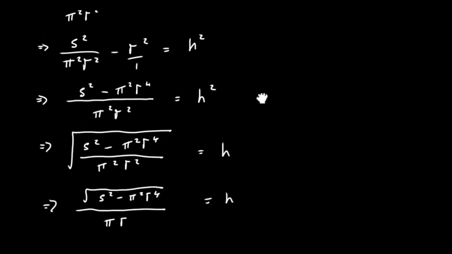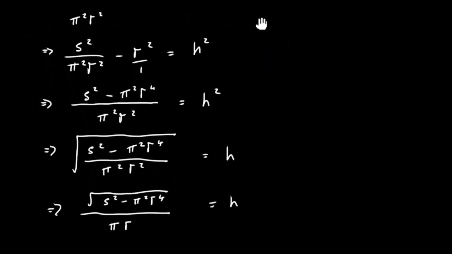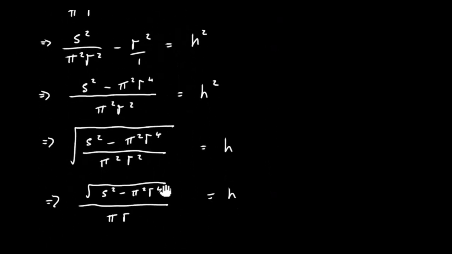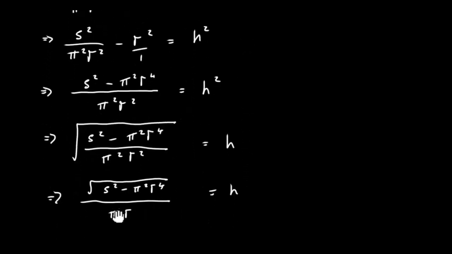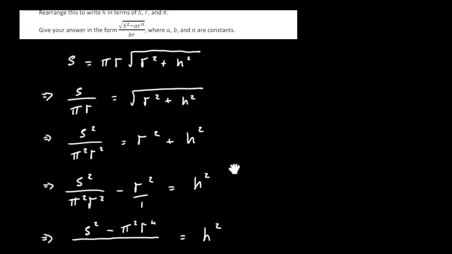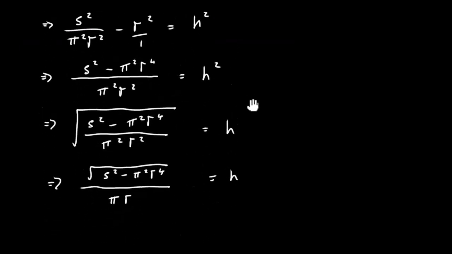They wanted the square root of s squared minus a r to the power of n, over b r. So we have s squared minus a r to the power of something, where a, b, and n are constants. So this is a constant here, that's fine. 4 is a constant, that's fine. On the bottom part of the fraction we needed b r, so we have a b times r, so this is a constant times r, and let's see what else we needed. Oh, that was it. So that's really our answer. Okay, so that's really it. That's it for this question.